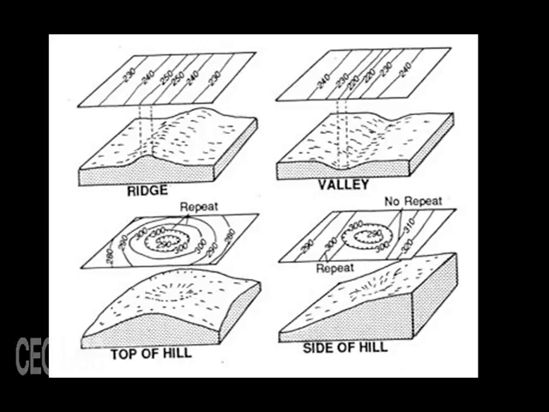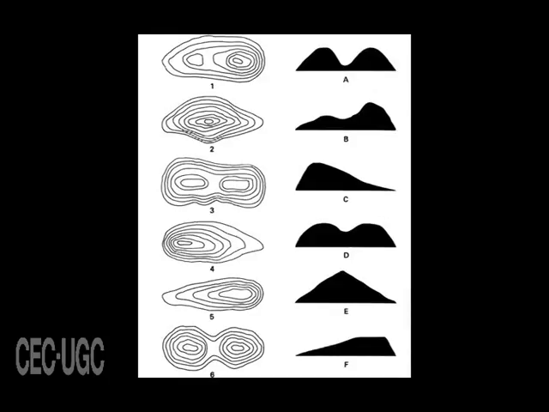Observe this figure carefully. The rule of V's. Sharp pointed V's usually are in stream valleys with a drainage channel passing and V's pointing upstream. This is a consequence of erosion. The second rule is the rule of O's.